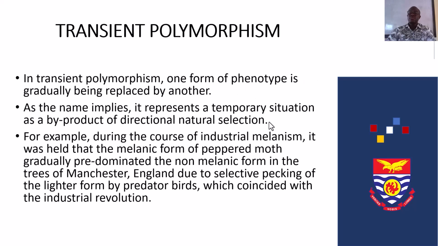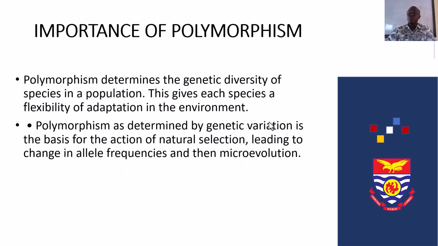Transient polymorphism is one form of phenotype which is gradually being replaced by another. As the name implies, it represents a temporary situation as a byproduct of directional natural selection. For example, during the course of industrial melanism, it was held that the melanic form of the peppered moth gradually predominated over the non-melanic form in the trees of Manchester, England, due to selective pecking of the lighter form by predator birds, which coincided with the Industrial Revolution.